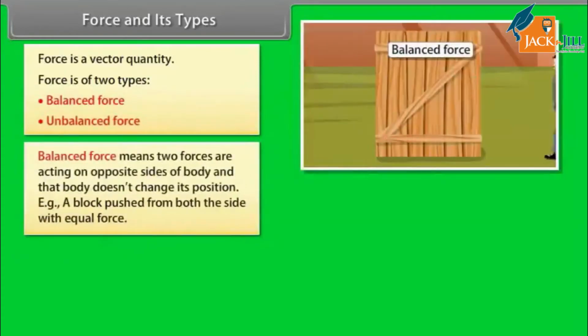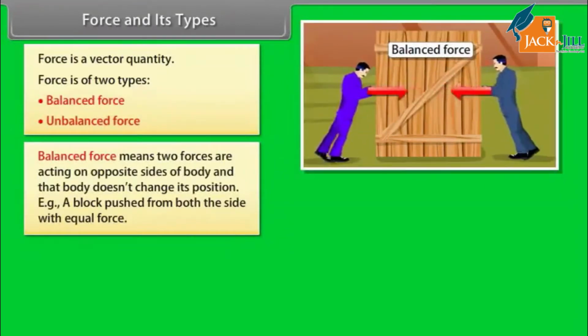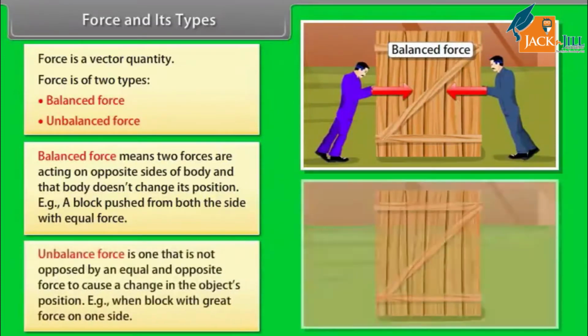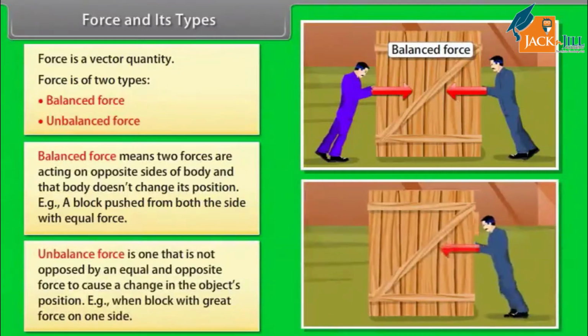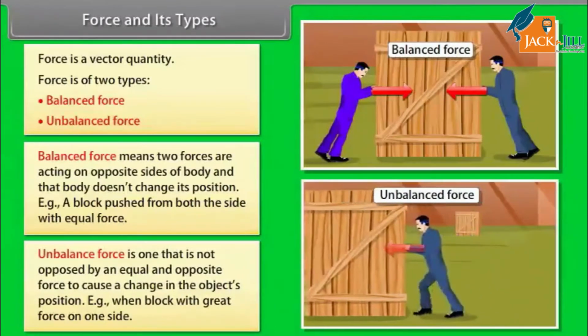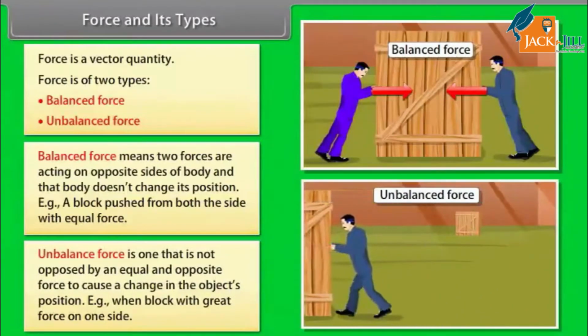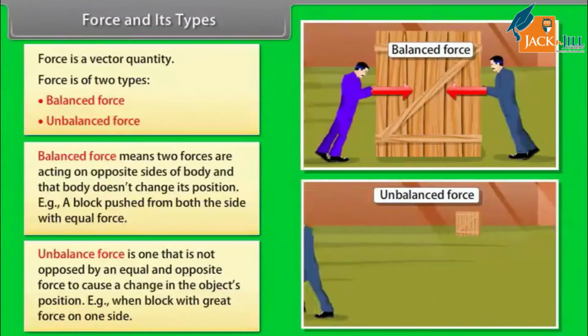Balanced force means two forces are acting on opposite sides of the body, and that body does not change its position. Example: a block pushed from both the sides with equal force. Unbalanced force is one that is not opposed by an equal and opposite force to cause a change in the object's position. Example: a block pushed with great force on one side.